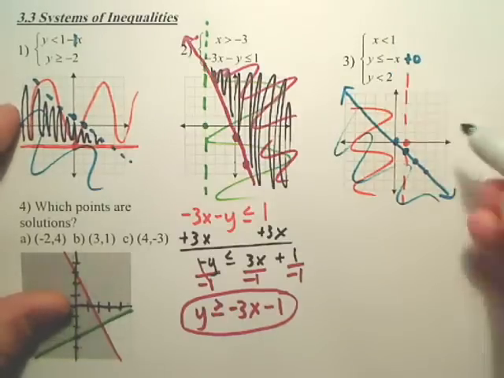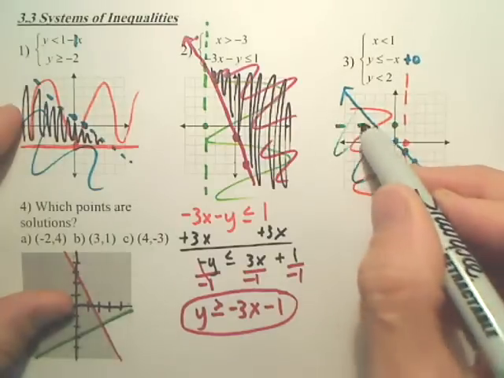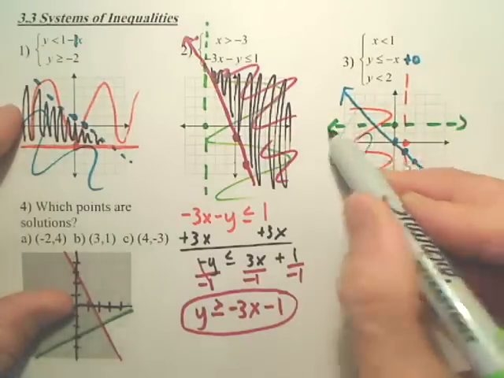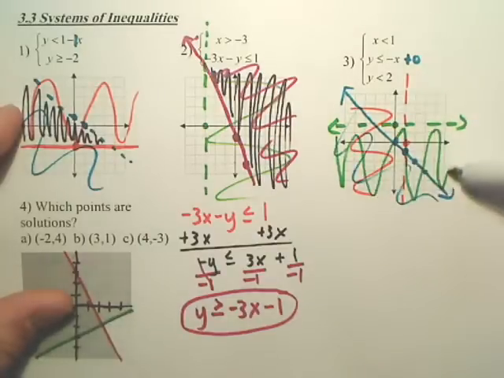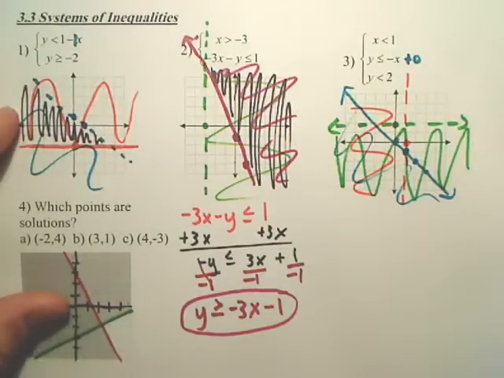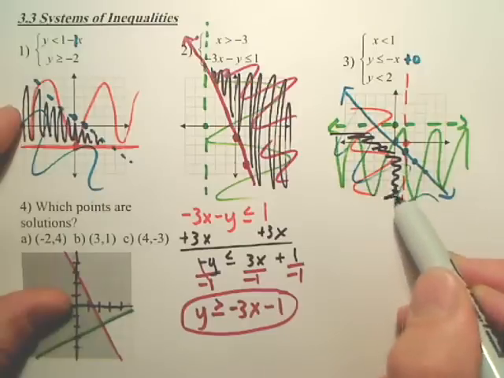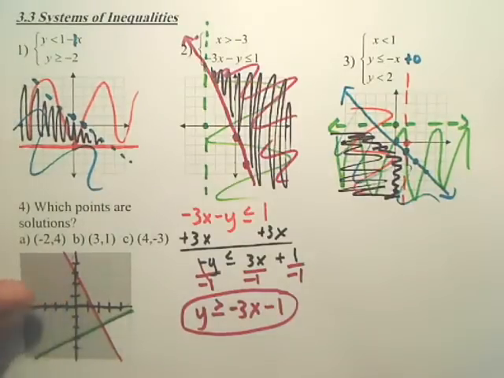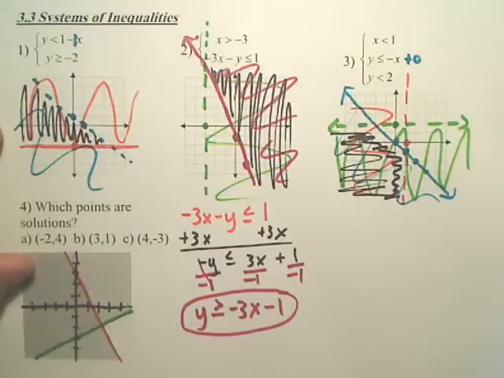Y is less than 2, so put a dot at 2 on Y. It's dotted line. Less than is the bottom. Can you see where all 3 overlap? Nice little menagerie of colors. It's kind of like right here and then to the right of the orange. That's your answer. Anything in this little region is true for all 3.